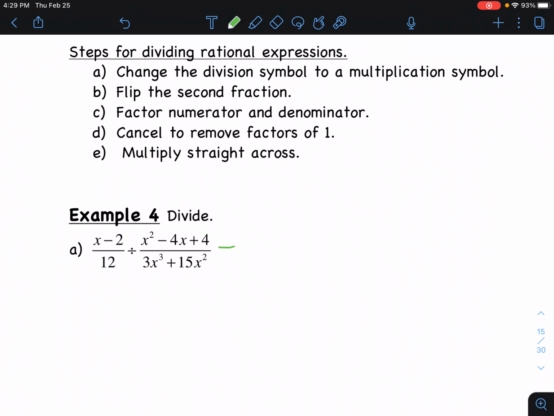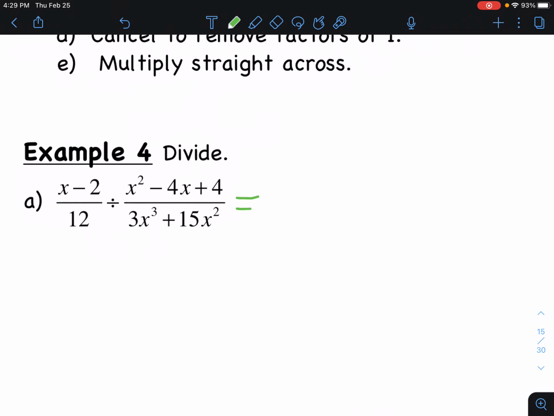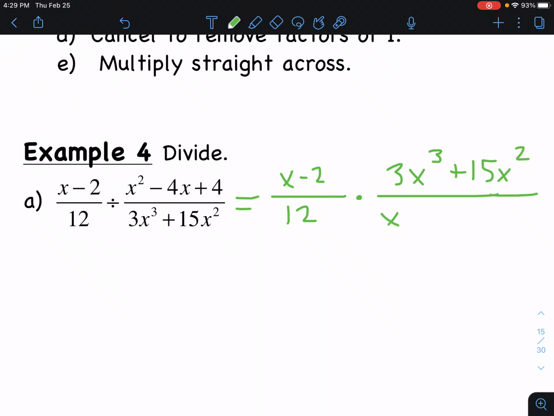So let's start off by turning this into a multiplication problem. The first fraction we just carry over. The second fraction we're going to flip upside down. Make sure you're adding these to your notes or take screenshots to add it to your camera roll. Okay, so now it just turns into what we were doing yesterday. We're going to make one big fraction and we're going to start factoring.